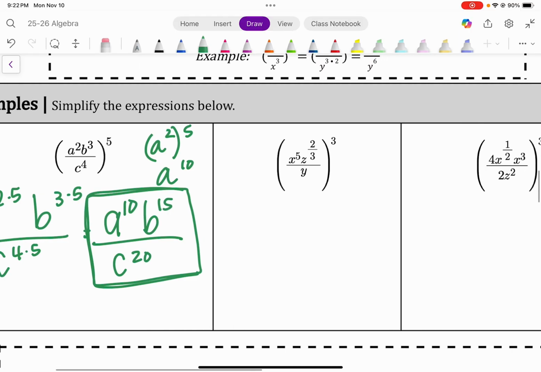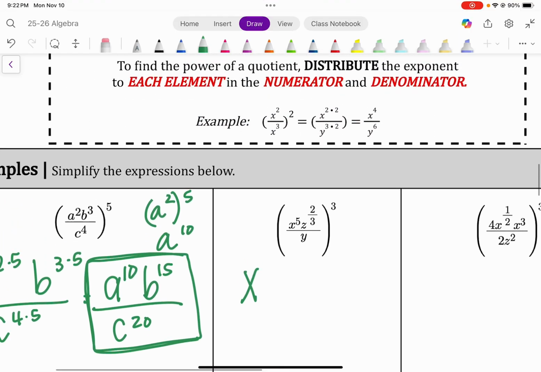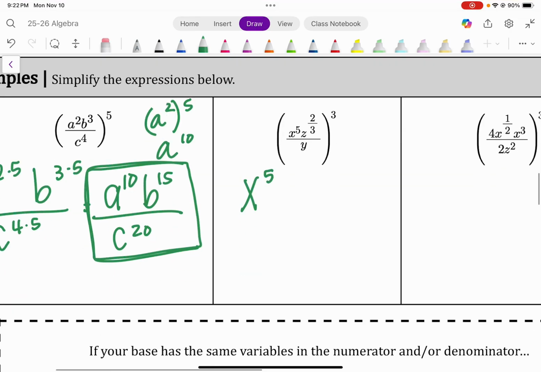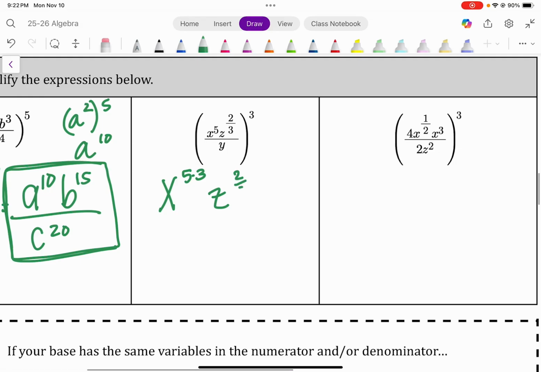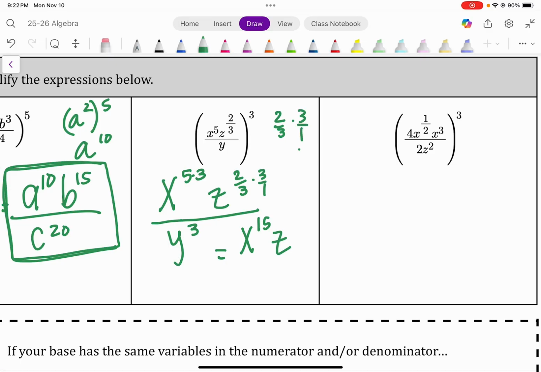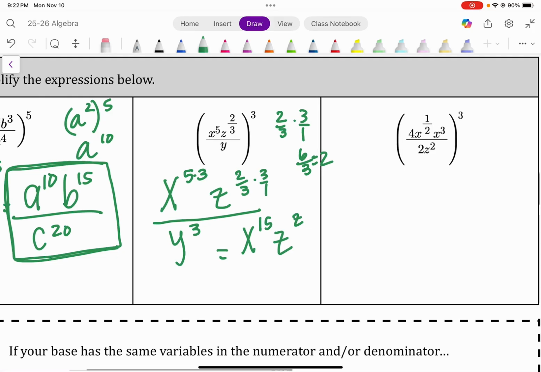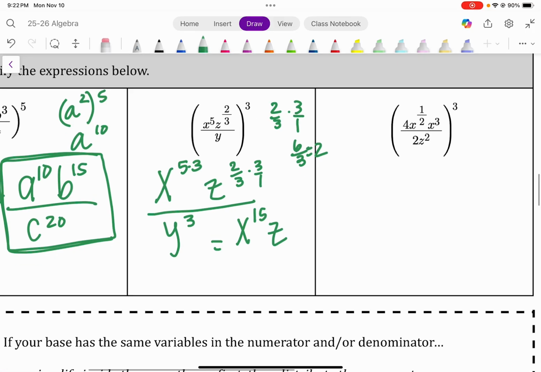Next, x to the 5 times 3, z to the 2/3 times 3, divided by y to the 3rd. Simplified out will give me x to the 15, z, 2/3 times 3 is 6 over 3, which is 2. Whoops, I wrote z to the z. Let's make that z to the 2 divided by y to the 3rd.